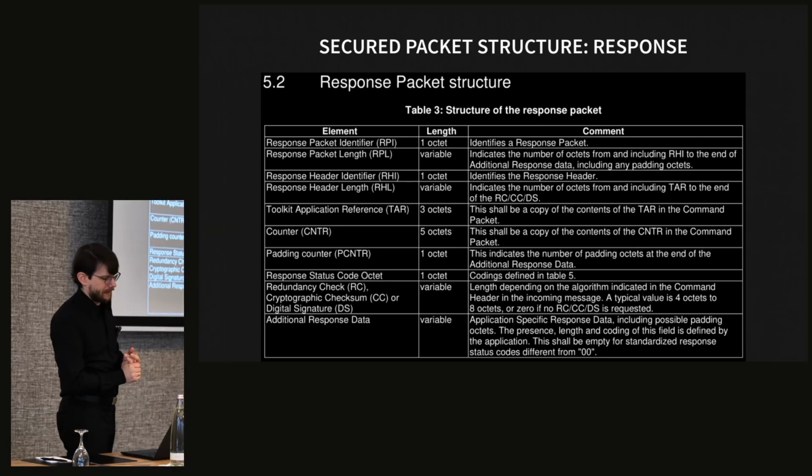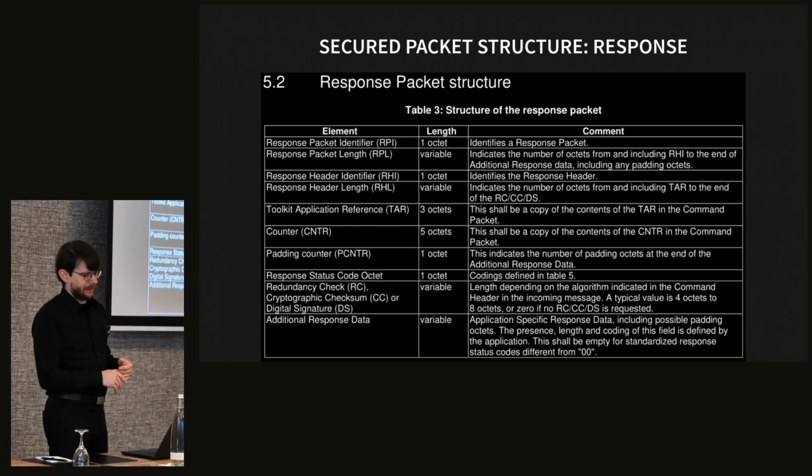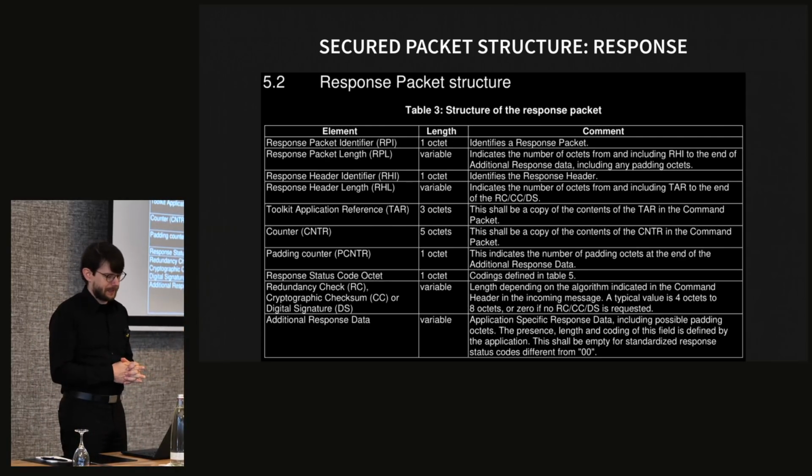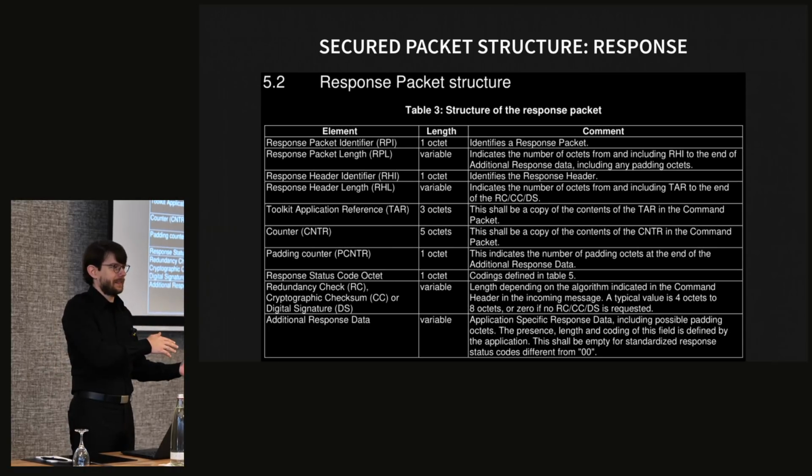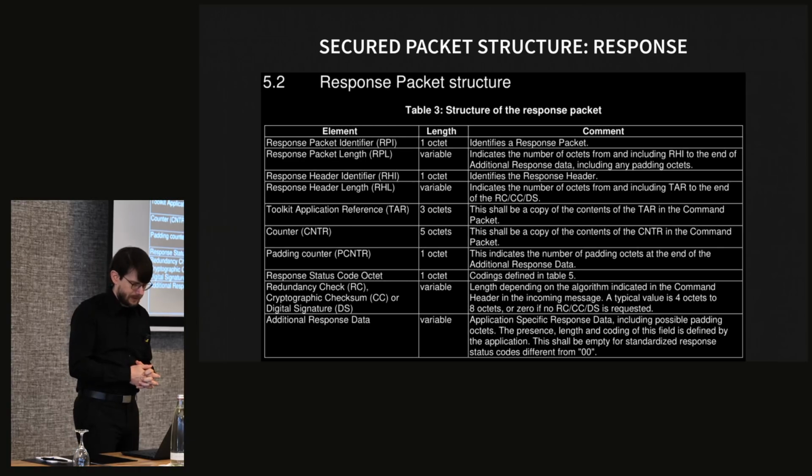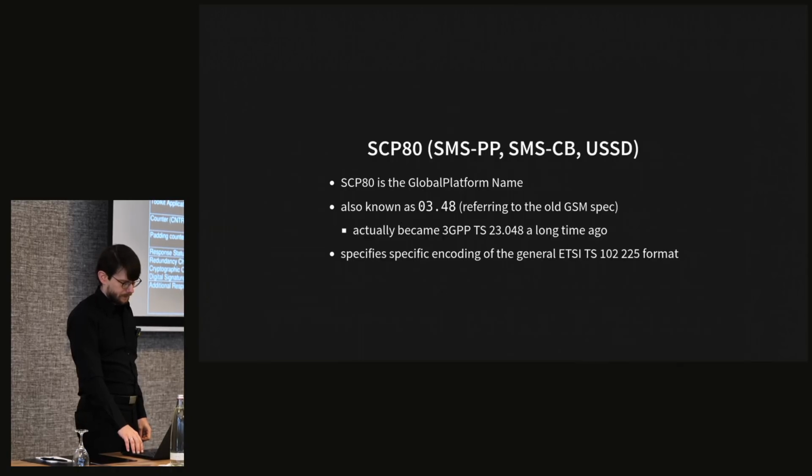The response packet does look rather similar. Well, we have again something like a message type, the RPA, we have the packet length, packet header, and so on. The toolkit application reference, in this case for the response, tells you which application on the card originates this response packet. And then again, you have a counter, actually the padding counter here, that's really just how many padding octets are involved, the status code, and then the actual data that can be signed and or encrypted. So that's the generic format, and then we have the specs.